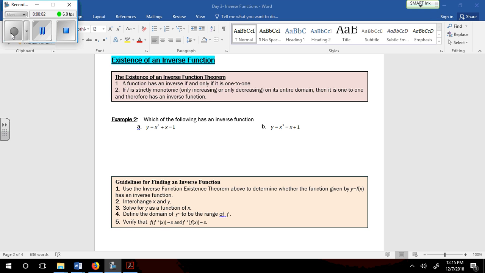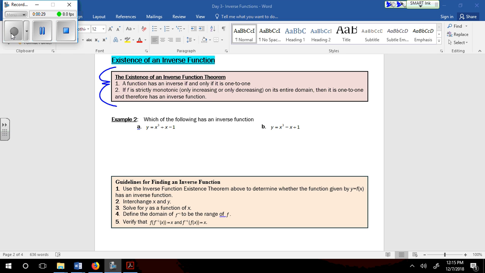All right, in example 2, we're checking just to see if the function has an inverse function. Now, we can always solve for an inverse, but whether or not the inverse we solve for is a function is kind of questionable. So we can actually find whether or not it has an inverse function by these two rules. So the first one says a function has an inverse if and only if it is 1-to-1.